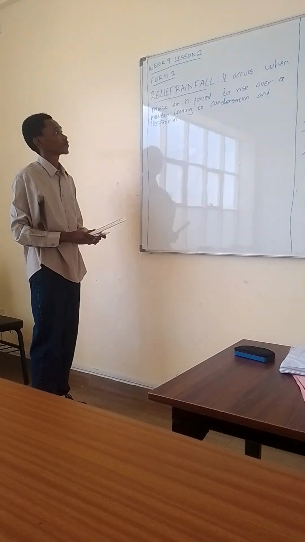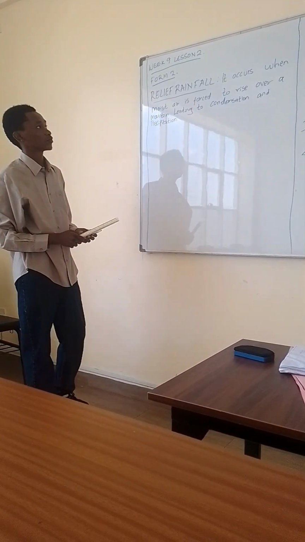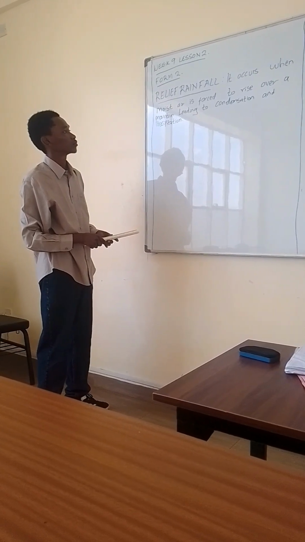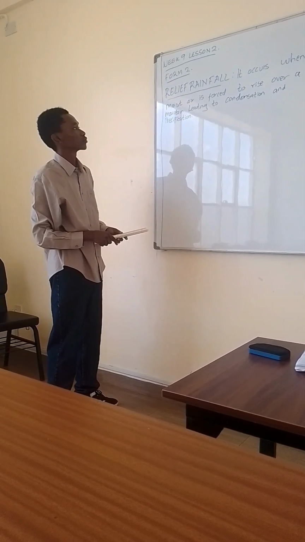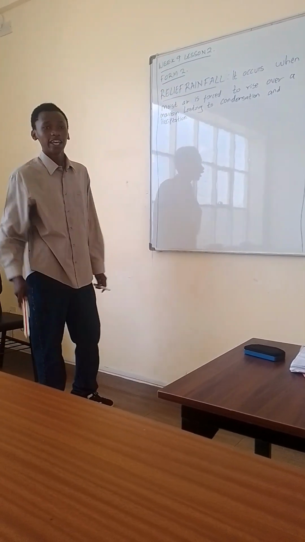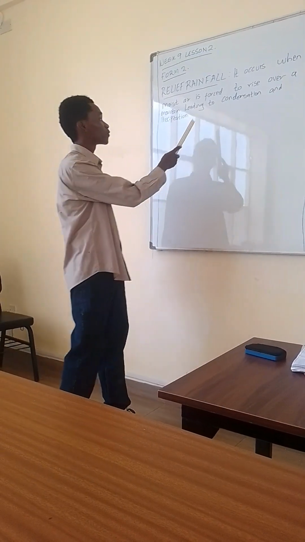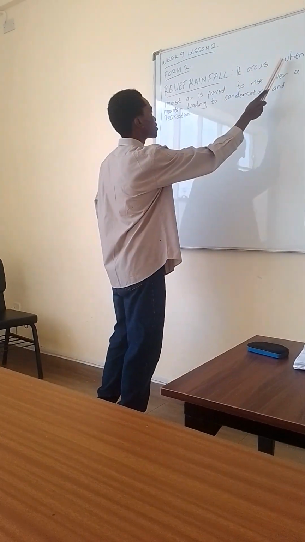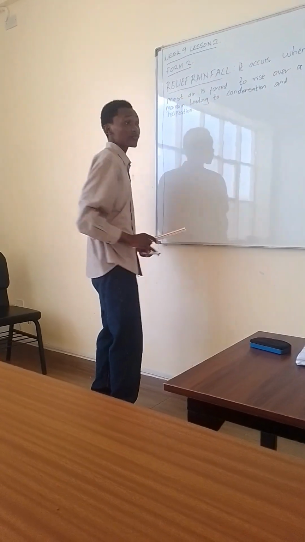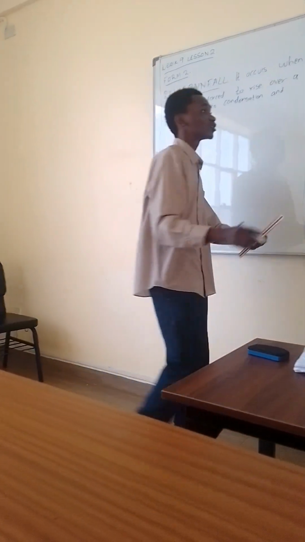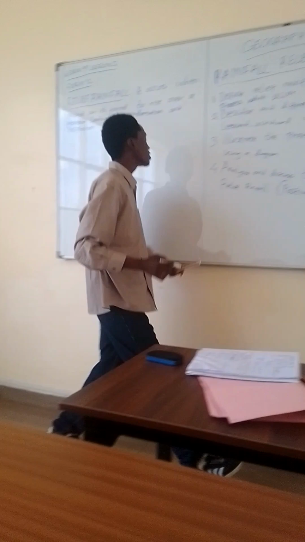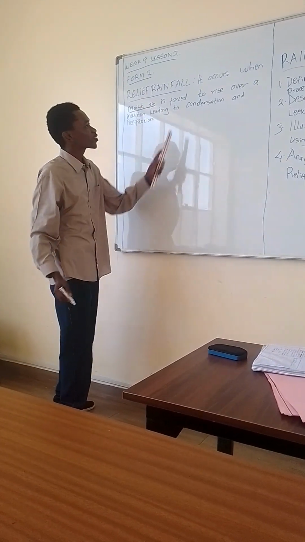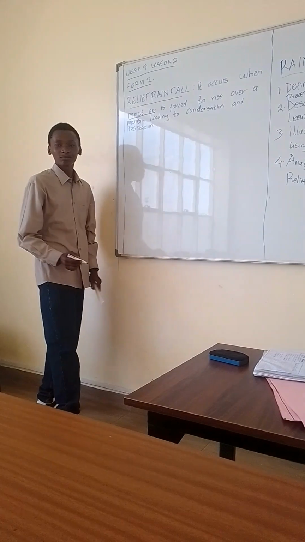Relief rainfall says that it occurs when moist air is forced to rise over a mountain, leading to condensation and precipitation. Yes. So, as somebody first of all explained to us what is relief rainfall. It occurs when moist air, these are key terms, as she told us here, moist air is forced to rise over a mountain.